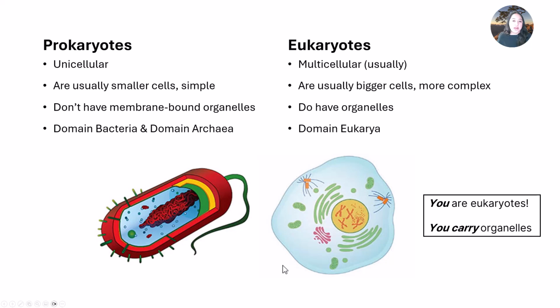Prokaryotes, or prokaryotic cells: one individual, like a bacterium, is one organism. So one cell is one organism. That's what it means by unicellular. Prokaryotes, just one cell, is one organism.